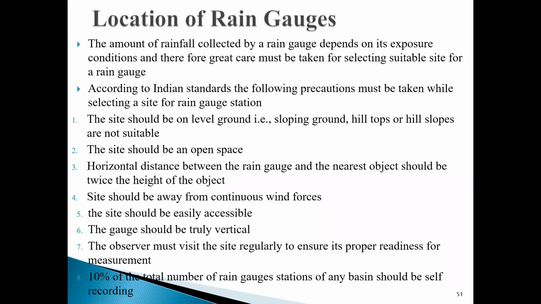The IS standards specify that 10% of the total number of rain gauge stations of any basin should be self-recording. We have three types of self-recording rain gauges. One is the tipping bucket type, the second one is the weighing type, and the third one is the float type. The non-recording type of rain gauge is the Simon's rain gauge.